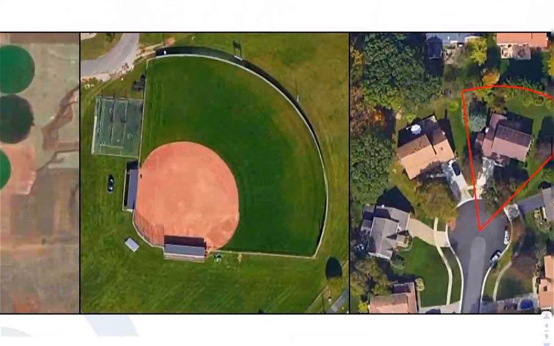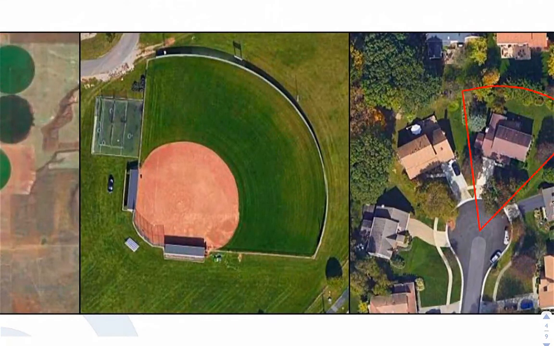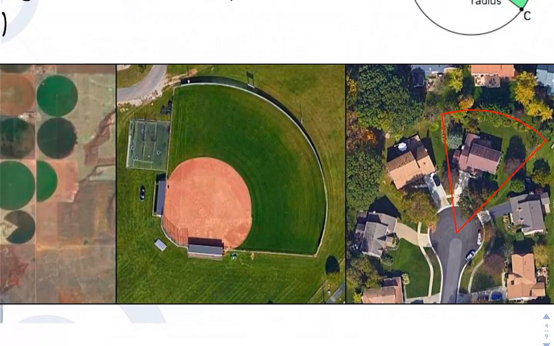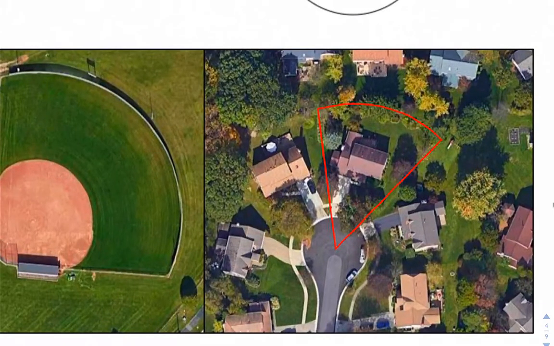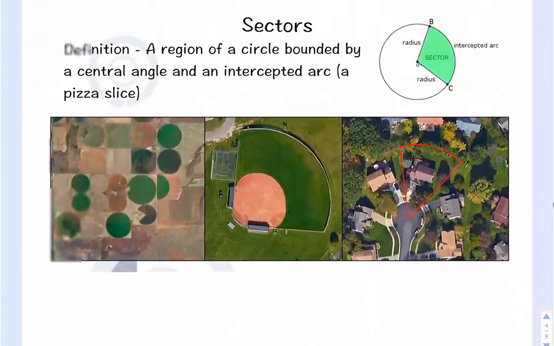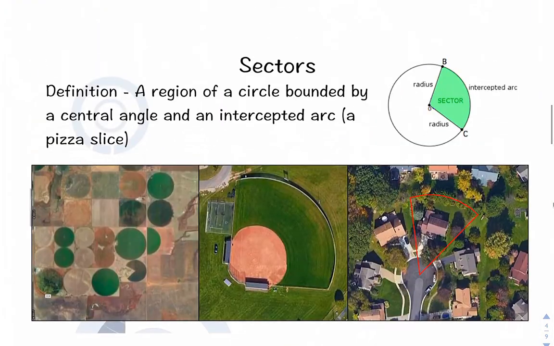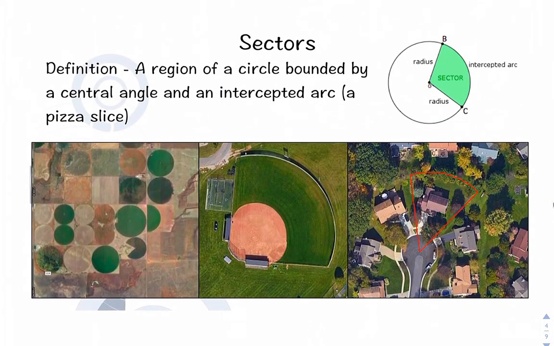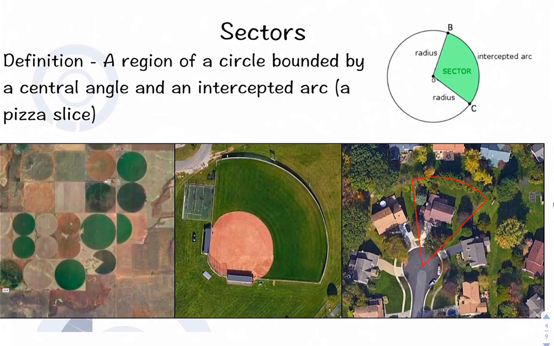You could also think of a sector. This is the softball field at Kauffman. So this is a sector. And then in any neighborhood, if you think of a court, if you think about the property, it can be represented by a sector. So there's a lot of sectors in everyday life, and it's very useful to be able to find the area of each one.